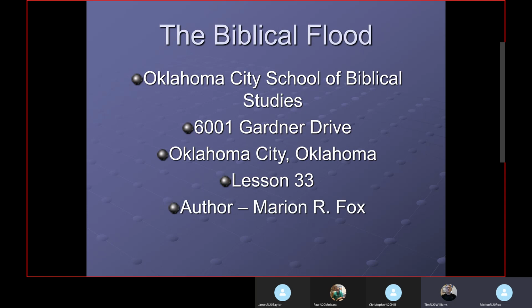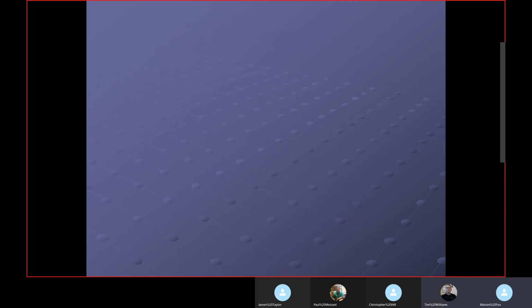Okay, we're on lesson 33. If you can't see the slide, let me know. If you don't respond, I'll assume you're seeing it. It's our 33rd lesson. We're still in chapter 9 of the book, and we'll be looking at a link here.